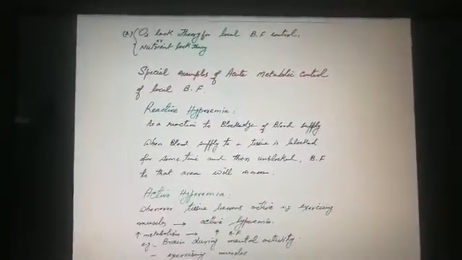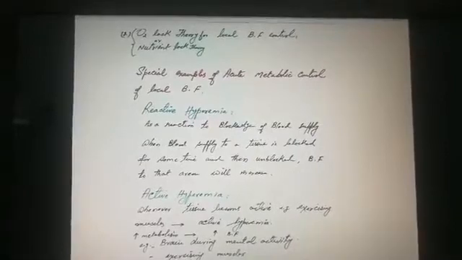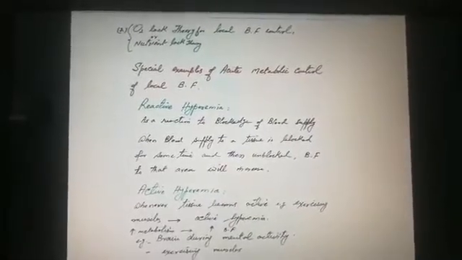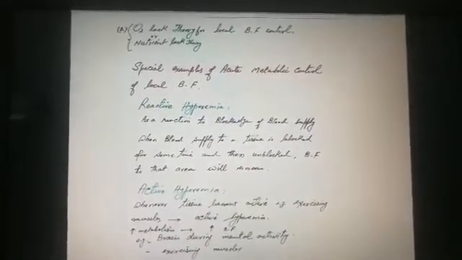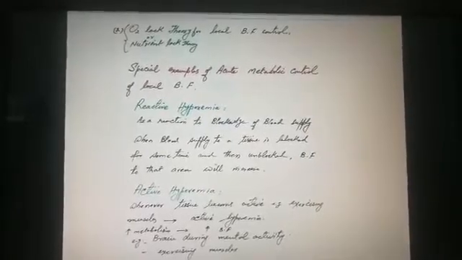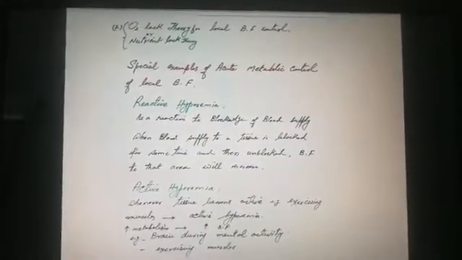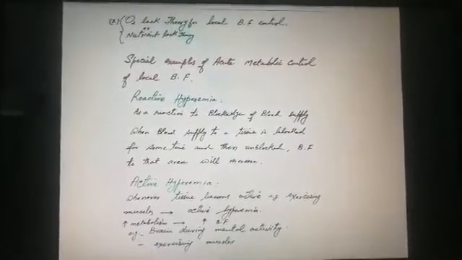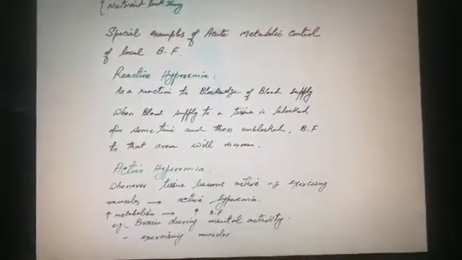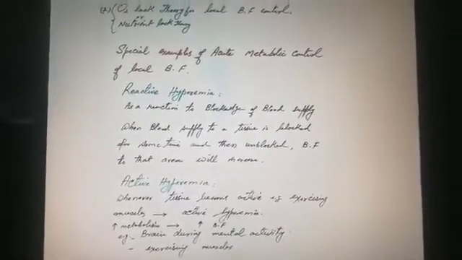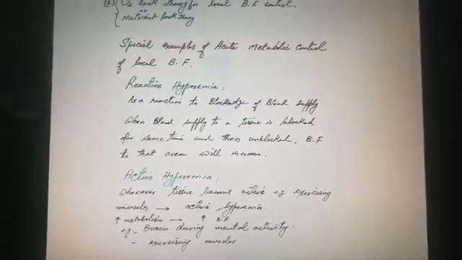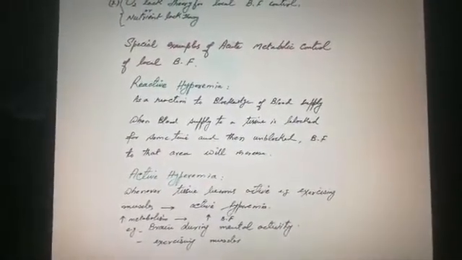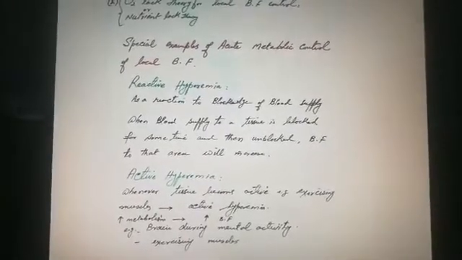While special examples of acute metabolic control of local blood flow, there are two main examples: that is reactive hyperemia and active hyperemia. Firstly, reactive hyperemia, very important. As a reaction to blockage of blood supply, when the blood supply to a tissue is blocked for some time and then unblocked, blood flow to that area will increase.